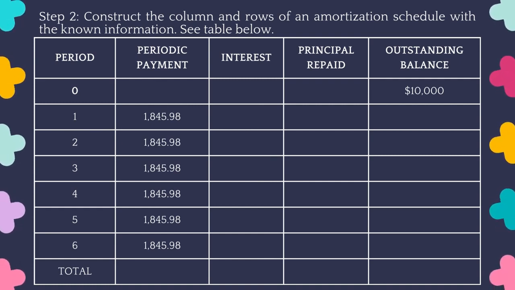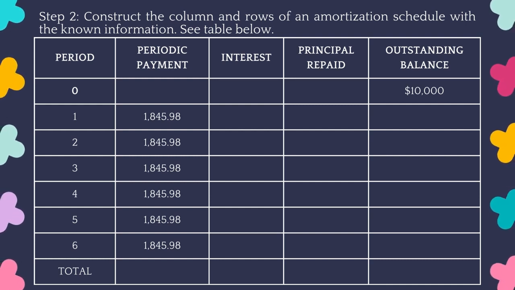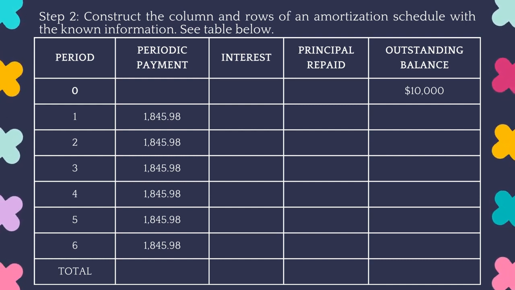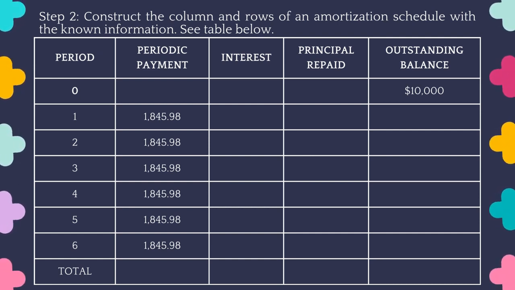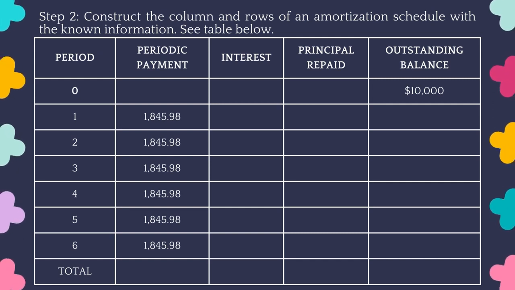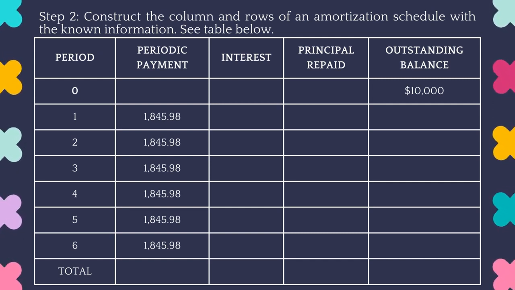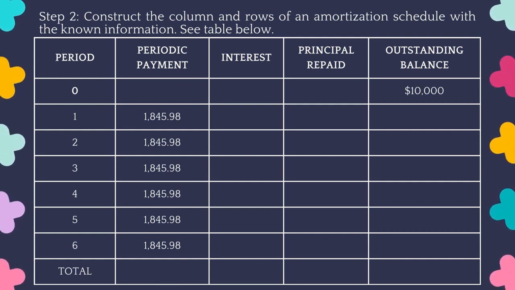For the next step, we have here the constructed table of amortization schedule. As you can see, the first column shows the payment period or the period number. The next column is periodic payment, which is the size of each periodic payment amount. Next column is the interest that is included in that payment. Next is the principal repaid in that payment period. And last is the outstanding or remaining principal balance after each payment.